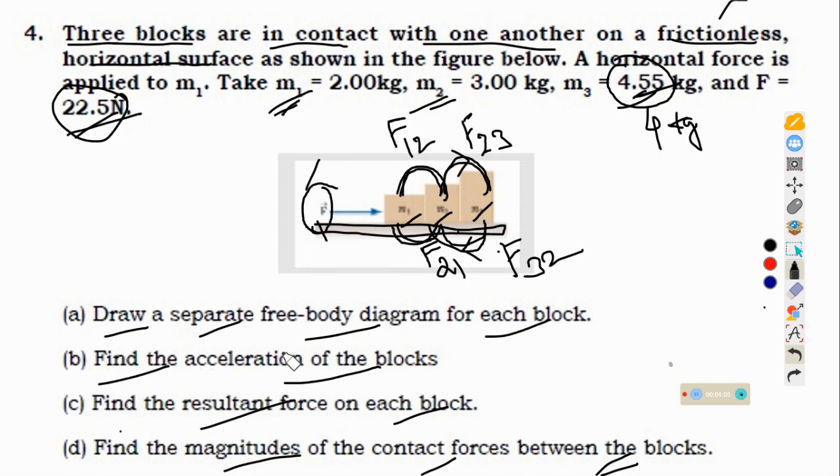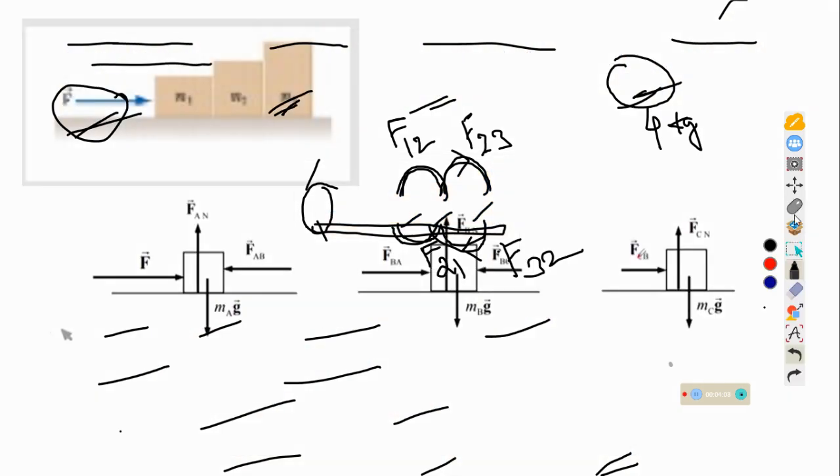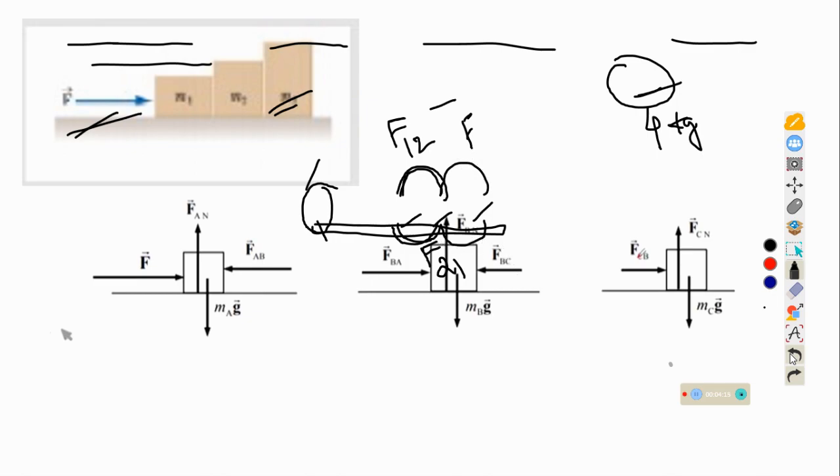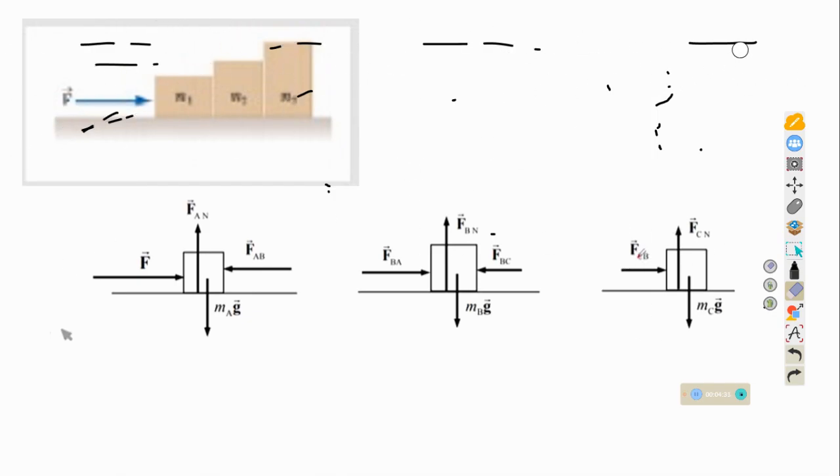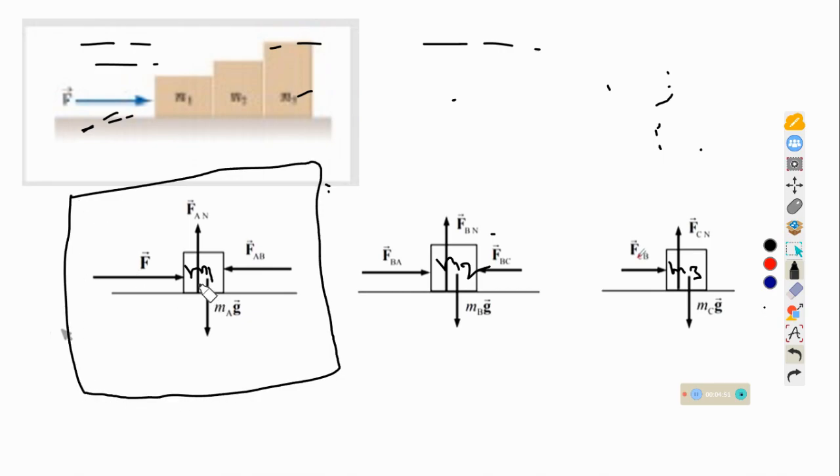So here, one minute. Let me erase this. So here, if we take the blocks, one minute. So let's take the blocks separately for drawing the free body diagram. Okay. So now, this is M1 mass. This is M2 mass. This is M3 mass. First, let's try to draw the free body diagram for M1 mass.